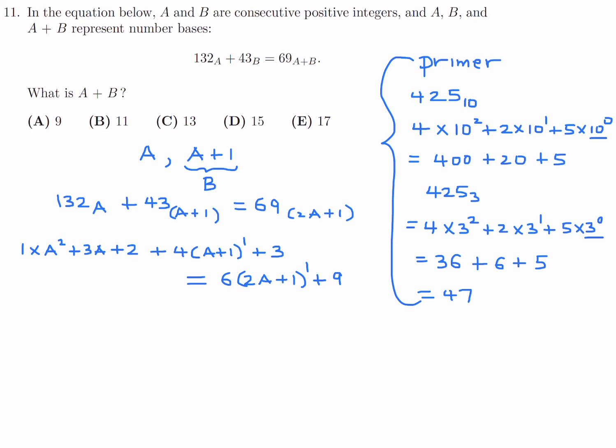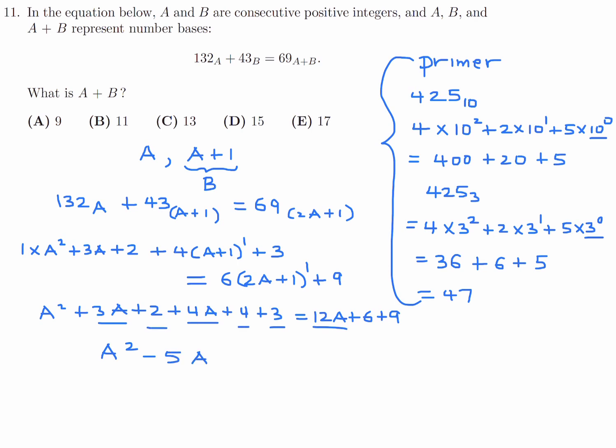So hopefully, if I did my algebra correctly, this should be giving us an integer solution for a. So let's see here, we got a squared plus 3a plus 2 plus 4a plus 4 plus 3 is equal to 12a plus 6 plus 9. So collecting like terms, 7 minus 12 is minus 5a, and then 2, 4, 6, 9: 9 minus 6.